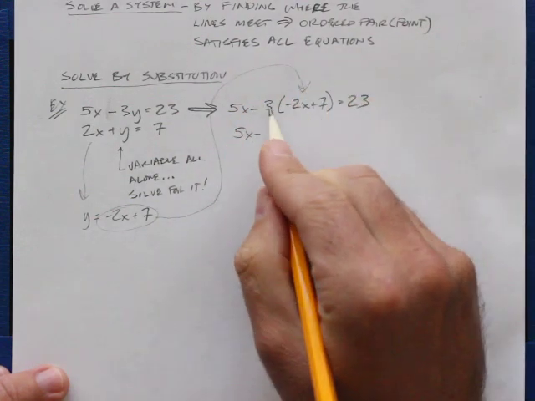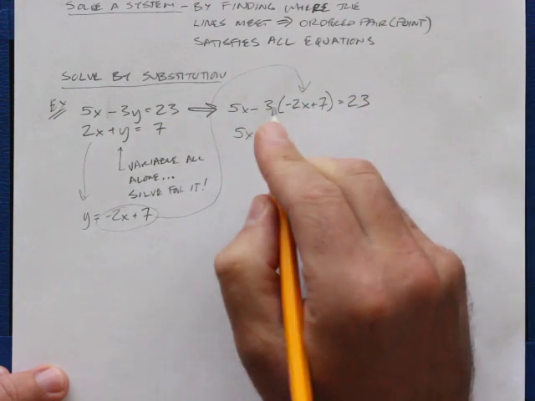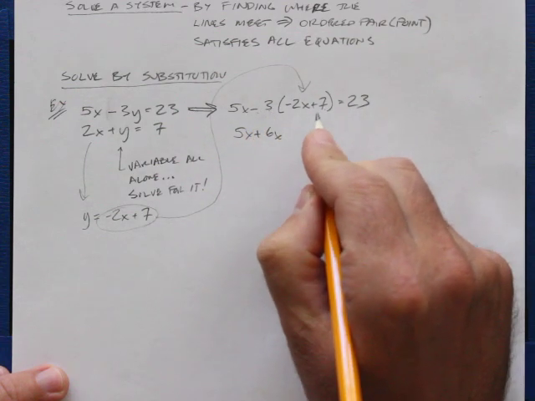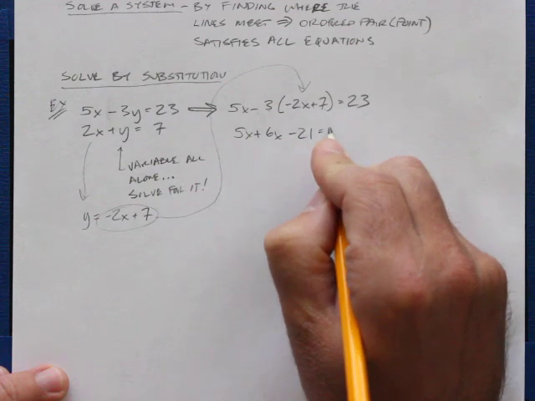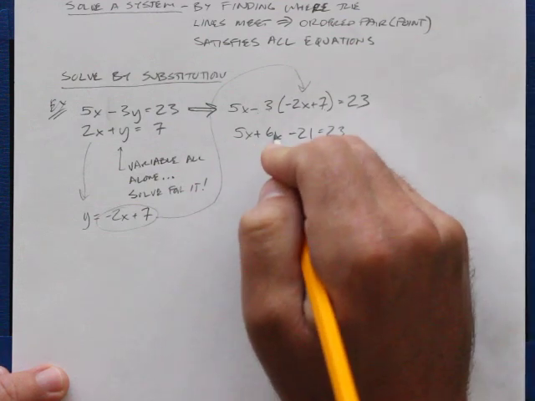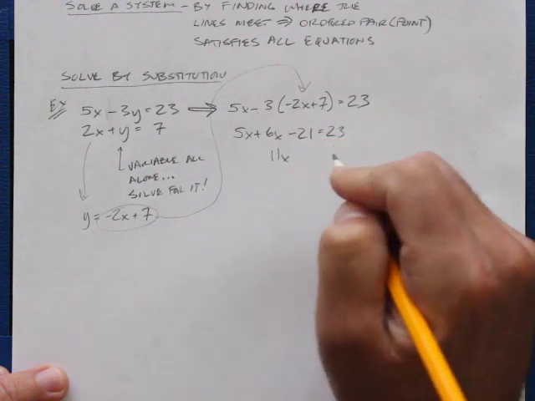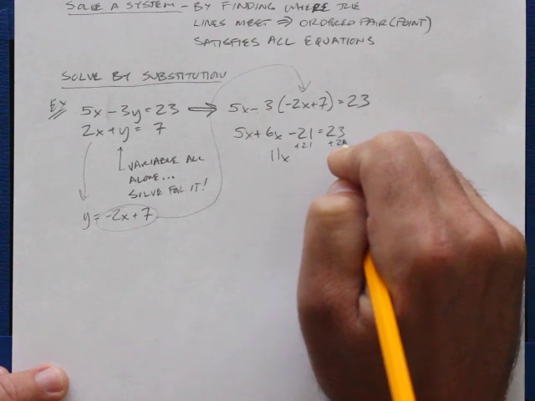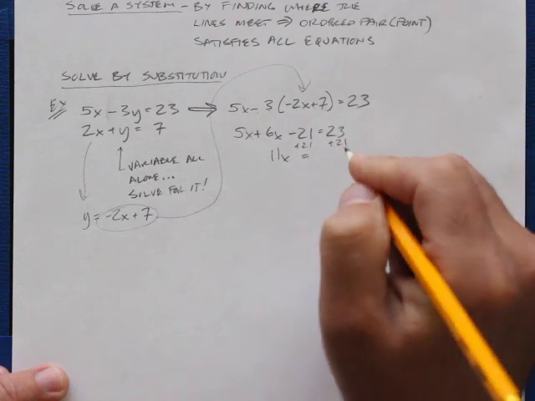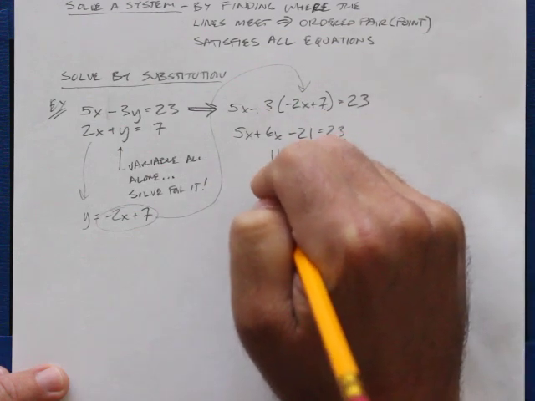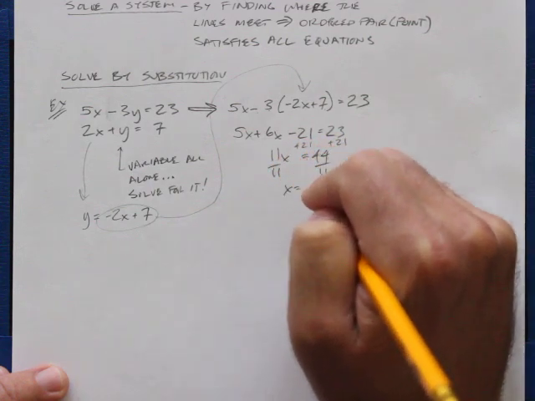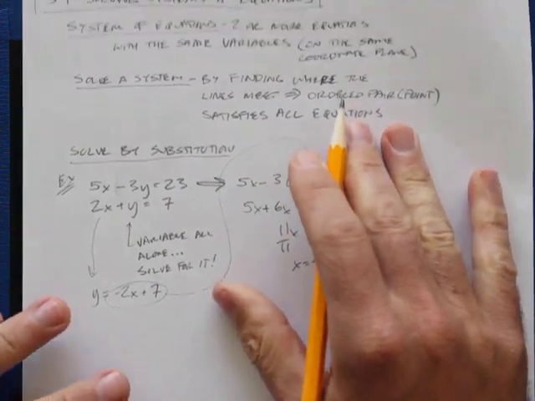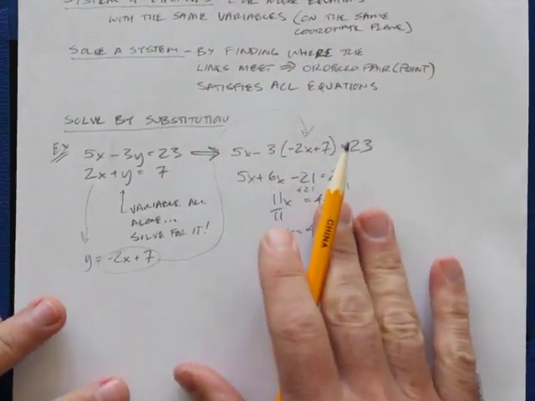5x minus 3 times negative 2x is going to get me a positive 6x. Negative 3 times positive 7, negative 21, equals 23. I'm going to combine these like terms, so I got 11x, and I'm going to add 21 to both sides. 11x equals 44. Divide both sides by 11, x equals 4. Now, I'm not quite done yet, because remember, I need a point. I need an ordered pair.